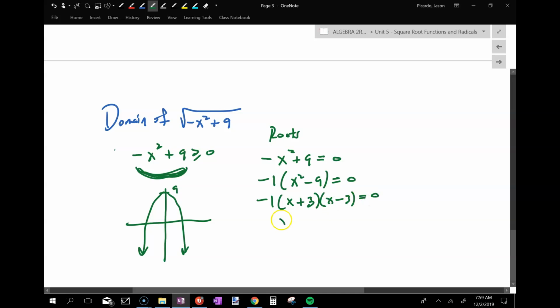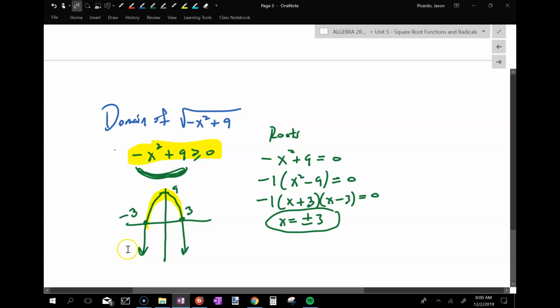Which means I'm going to have roots of positive 3 and -3, aren't I? So that means I have a root here and I have a root here. Okay. Now, what do I want to know? I want to know where the parabola is greater than or equal to 0. Where is the parabola greater than or equal to 0? All of that. Because it's above, right? I want to be greater than 0, which means above, right?